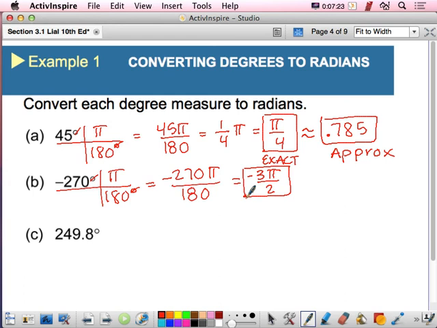Another way we could say that is 1.5 pi, or negative 1.5 pi. If we wanted to turn that into an actual decimal, including the pi, now we could type into our calculator negative 3 times pi divided by 2. And that would give us about negative 4.712 radians.